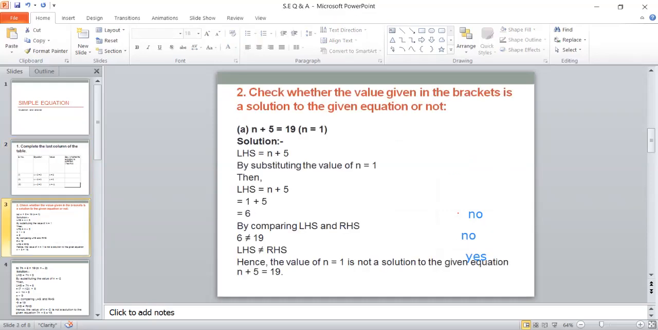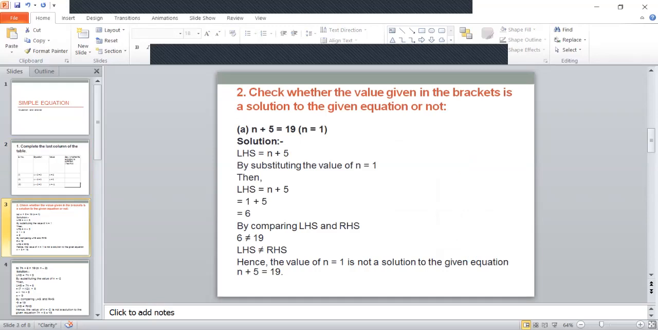The next question is, check whether the value given in the bracket is a solution to the given equation or not. Here, as in the first question, the equation is given: n plus 5 is equal to 19. It is given to put n is equal to 1 and check whether n is equal to 1 satisfies this equation or not.